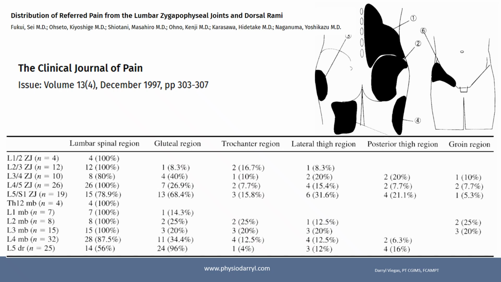And as we can see from this table, the upper lumbar spine, especially looking at the level of L2-3, can refer down to the gluteal, trochanteric, lateral thigh area, and we can see a similar pattern when looking at the medial branches of L1, 2, and 3, that they can also refer to that gluteal region as well. So don't rely on the location of pain to determine the level of the joints that are involved.